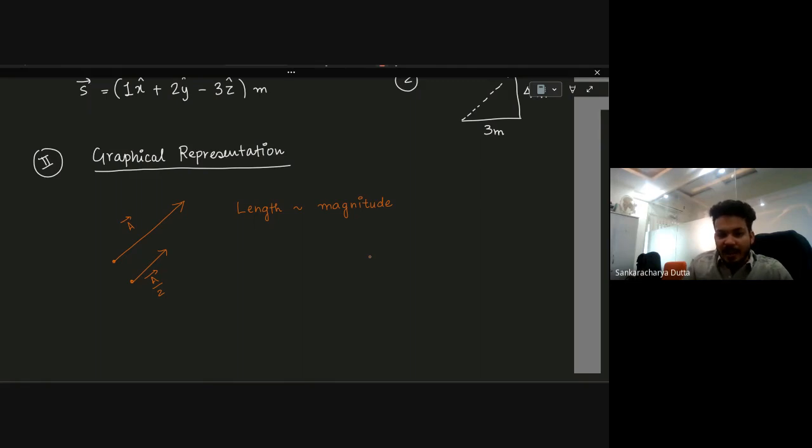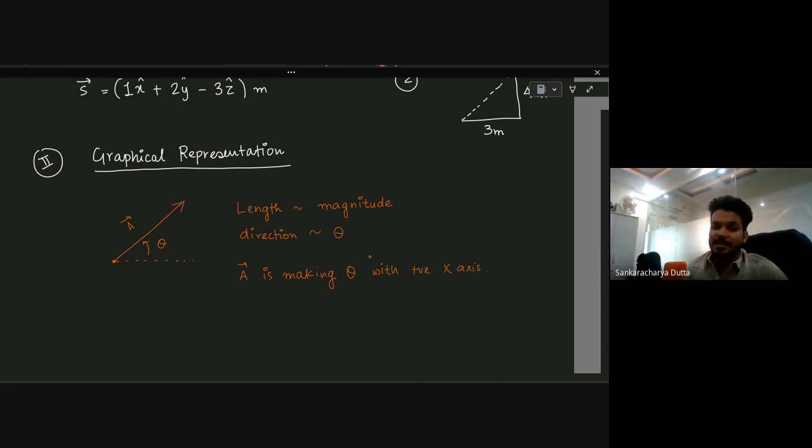And how do you represent the direction? Usually with an angle. So how would you represent this particular vector? You will say, I have a vector quantity. A vector is making theta with the horizontal, or rather, the positive x-axis.